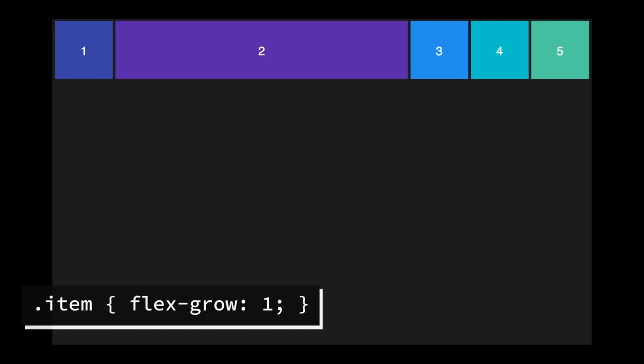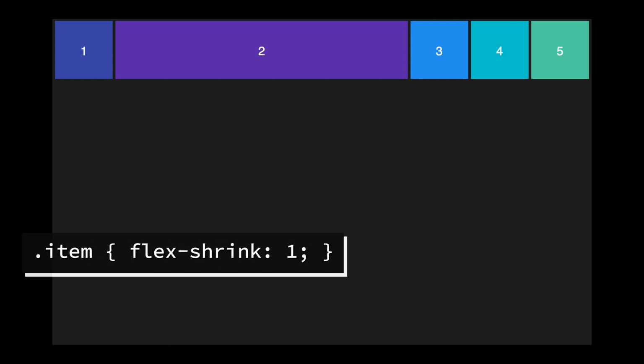Let's get right into examples. I set flex grow to 1 for just that one item, and this made it take up a maximum amount of remaining space without shrinking the other items. Now I'd set flex shrink to 1 on the first item, but nothing happened.